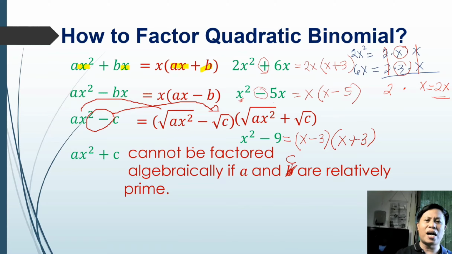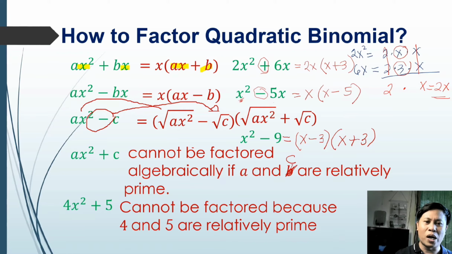So, ano ibig sabihin ng relatively prime? Ibig sabihin, wala silang common factor, yung a at saka si c, maliban lang sa 1. So, pag ganyan ang situation, ang tawag doon sa dalawang numbers na yon ay relatively prime. Halimbawa, 4x squared plus 5. So, yung 4 at saka 5 are relatively prime, kasi wala silang common factors maliban sa 1. Kaya, cannot be factored siya.